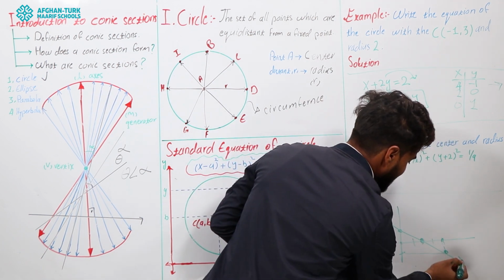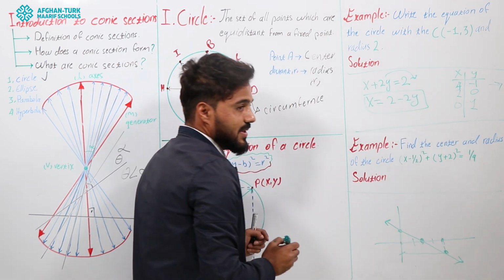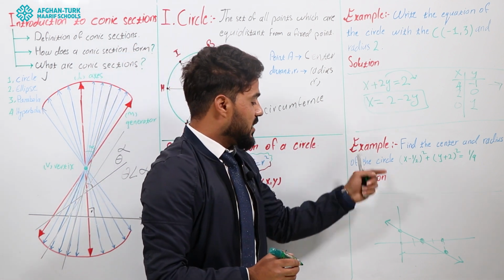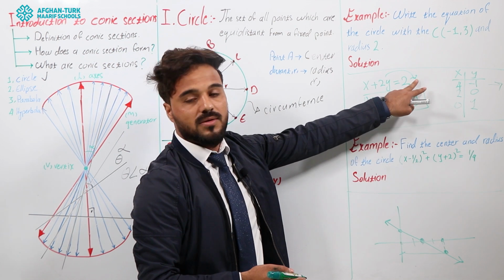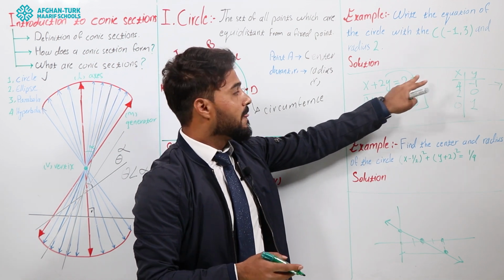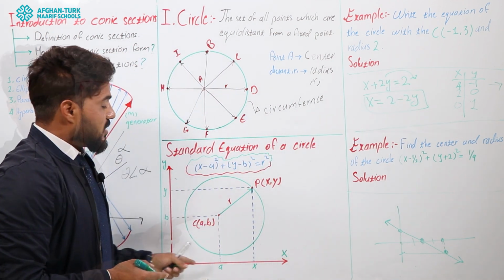In here you can see a line is formed. So it means that this equation belongs to this line. Also we can say that this line belongs to this equation. So circle is also a shape.